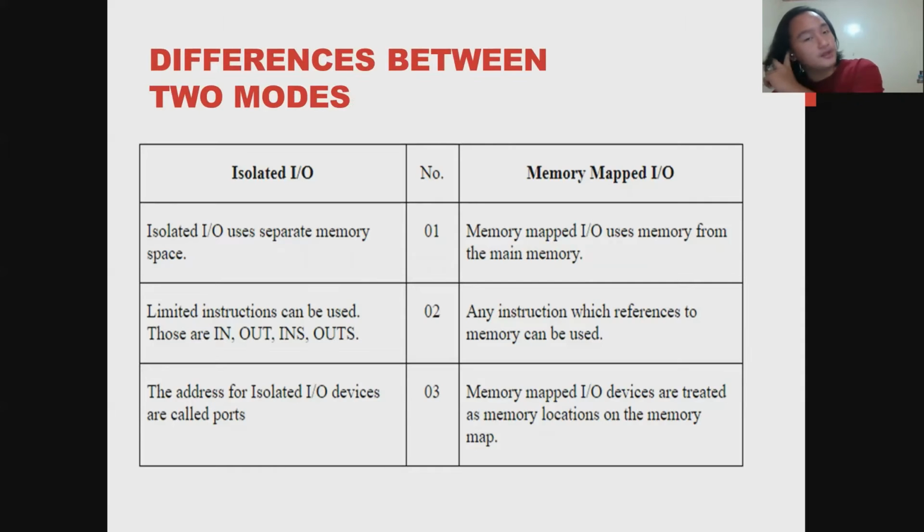The differences between the two modes. Isolated mode uses a separate memory space, while memory-mapped input-output uses memory from the main memory. Isolated input-output has limited instructions, such as in, out, ins, and outs. Memory-mapped input-output can use the instructions which reference memory. The addresses for isolated input-output devices are called ports. Memory-mapped input-output devices are treated as memory locations on the memory map.